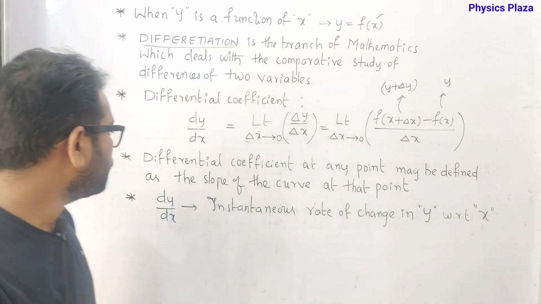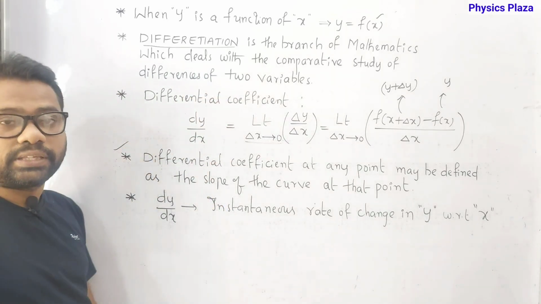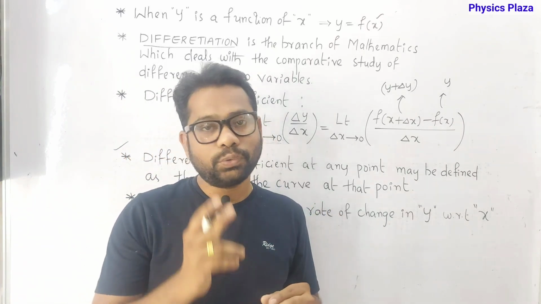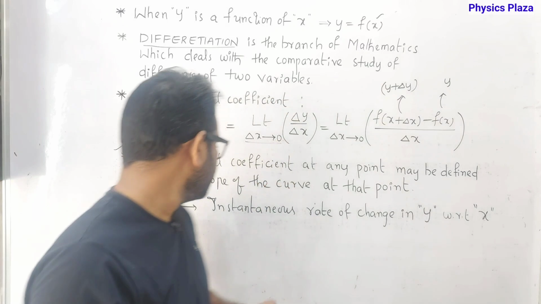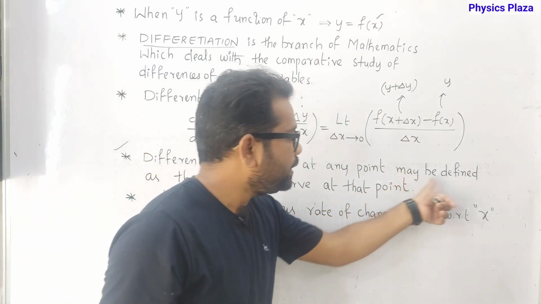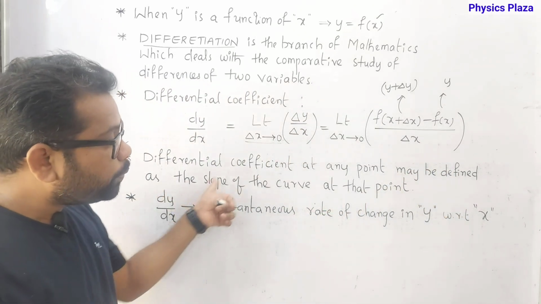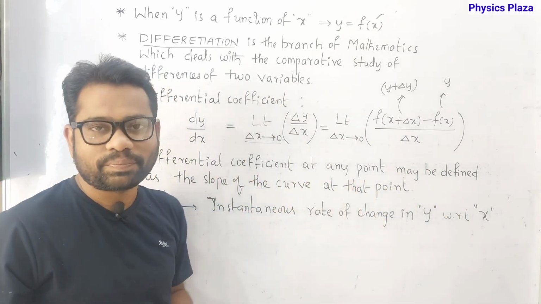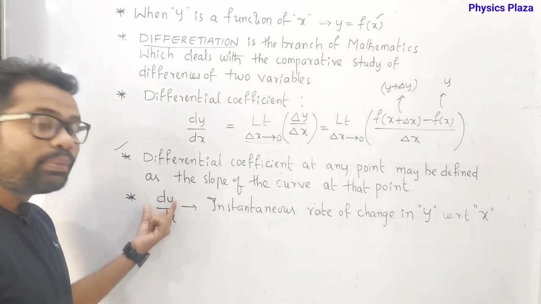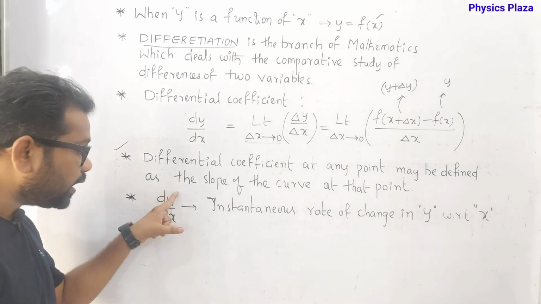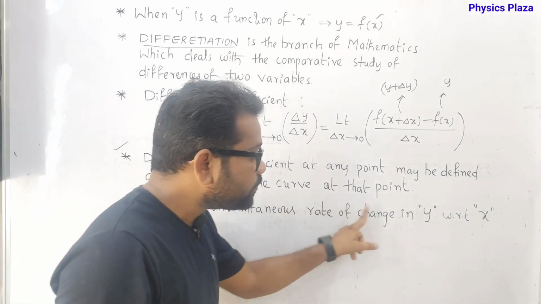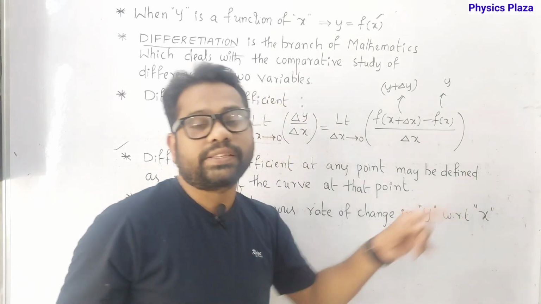One more very important point regarding this differential coefficient: with the geometrical interpretation, children, we got two conclusions. The first conclusion is that the differential coefficient at any point may be defined as the slope of the curve at that point. And the last one: what is this dy by dx? It is the differential coefficient of y with respect to x. It is also called the instantaneous rate of change in y with respect to x.